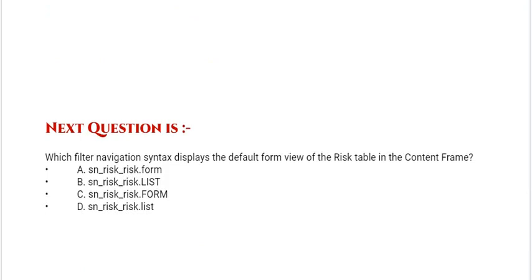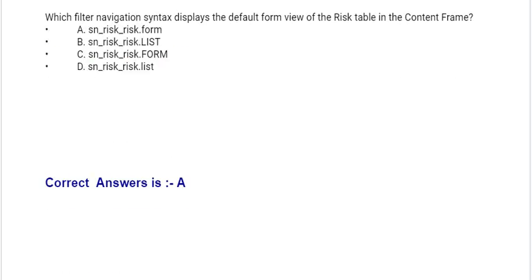Next question is, which filter navigation syntax displays the default form view of the risk table in the content frame? Option A, SN_risk_risk.form. Option B, SN_risk_risk.list. Option C, SN_risk_risk.form. Option D, SN_risk_risk.list in capital, in small letters. Correct answer is option A.